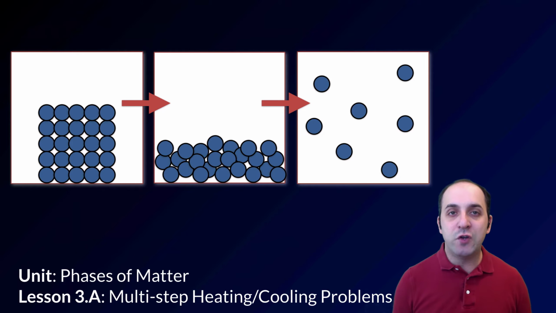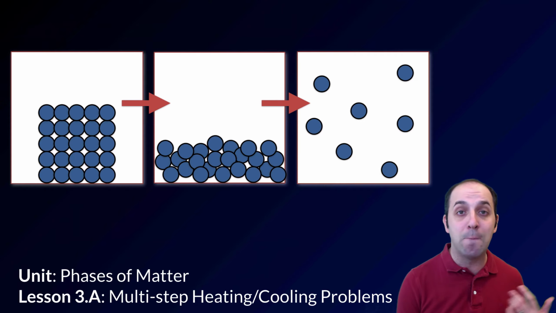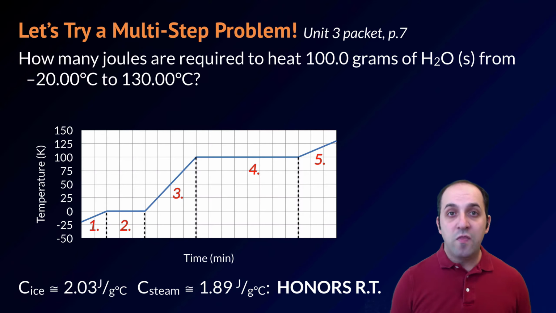What we want to be able to do here is to figure out the total amount of heat energy we would need to start at a particular phase of matter and go through a phase change and wind up at another phase of matter at a different temperature. For the purpose of this illustration, we're going to start as a solid, go through melting, go to a liquid, go through boiling, and then wind up at a gas at a temperature above the boiling point of the substance. This question is shown on page 7 of your Unit 3 packet.